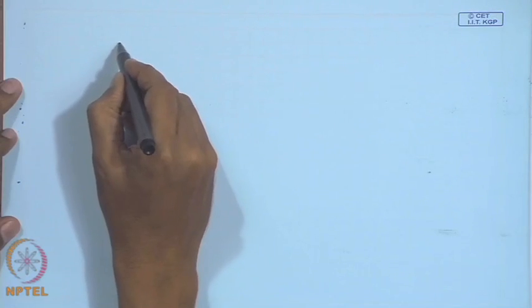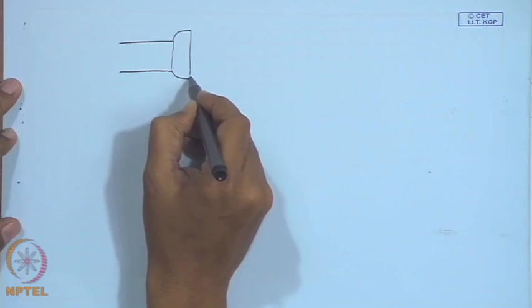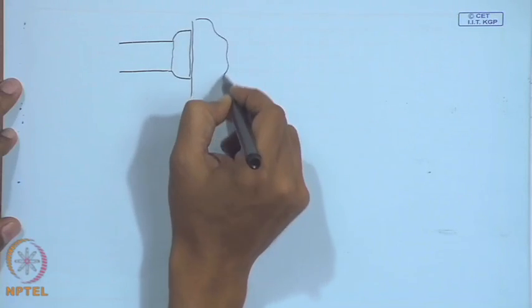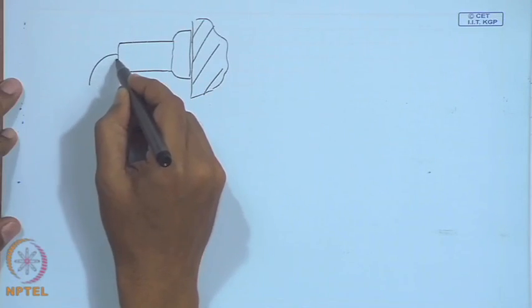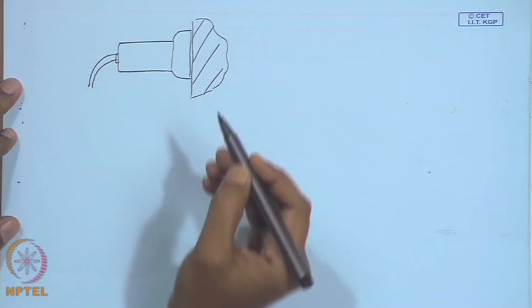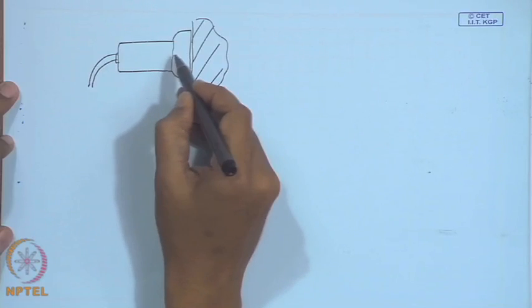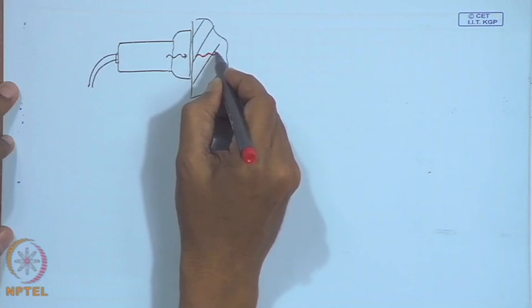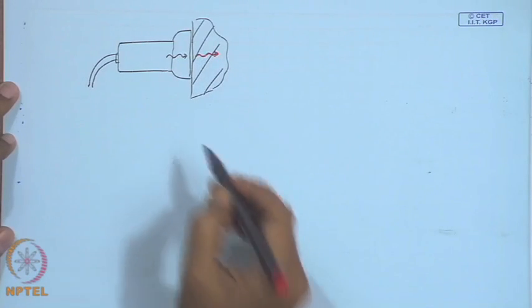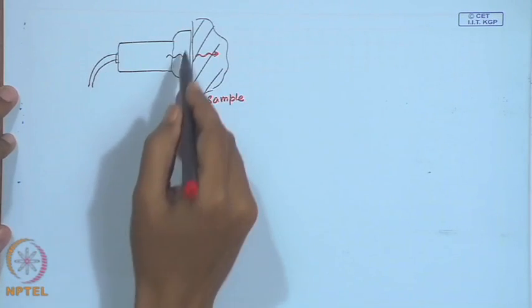So, let us look at this. We have this transducer sample interface, and we want that all the waves that we generate here should enter into the sample. There should not be any reflection right from this interface.